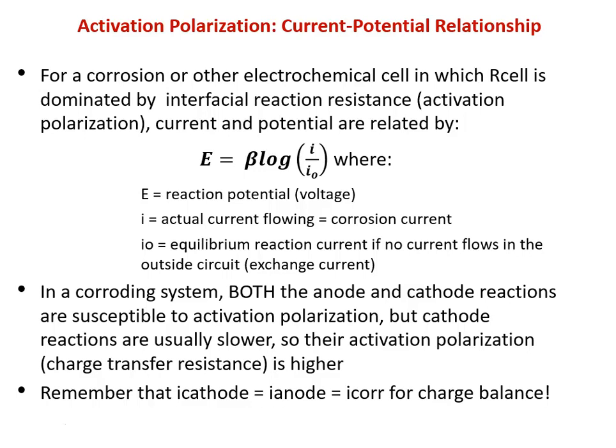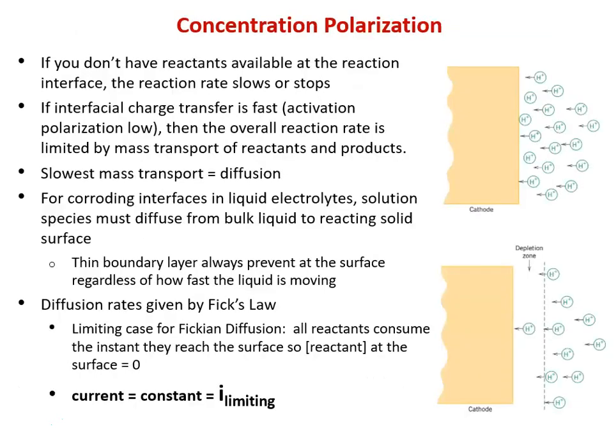And for corroding systems, it's important to remember that both the anode and the cathode are going to be subject to this, but it is typically the charge transfer reactions at the cathode that are slow. So a rule of thumb, if you want to stop corrosion, stop it at the cathode. Tends to be more effective.